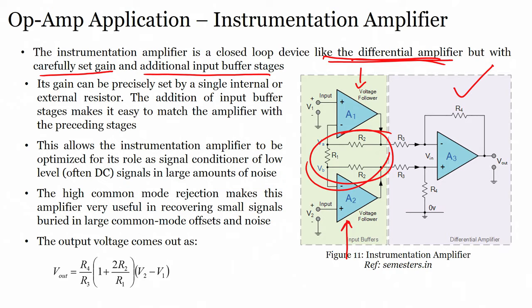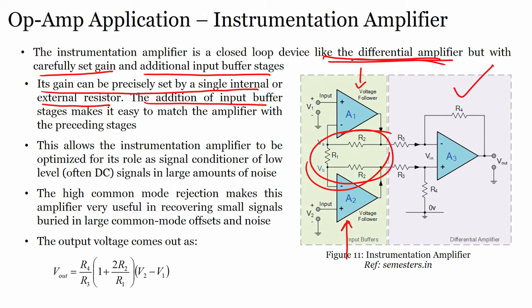That means this instrumentation amplifier can be made by integrating the differential amplifier with the buffers or with the non inverting amplifiers. Its gain can be precisely set by a single internal or external resistor.